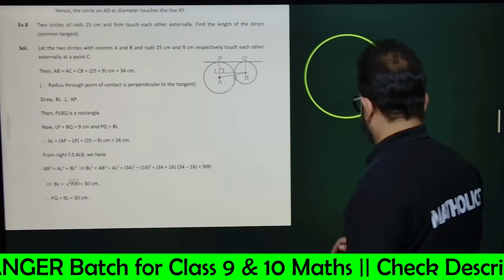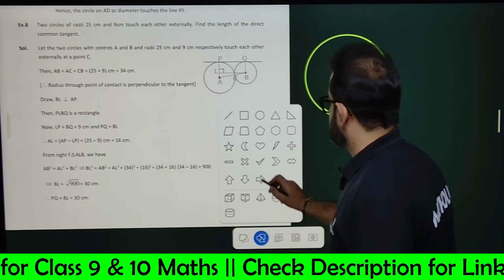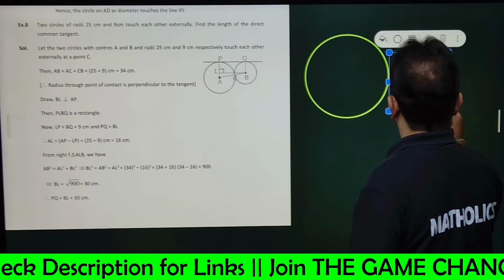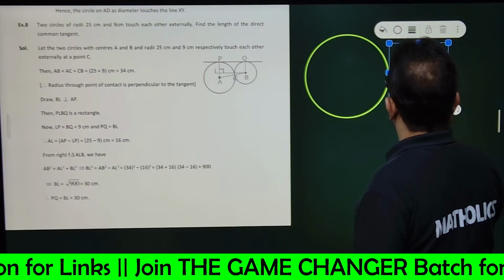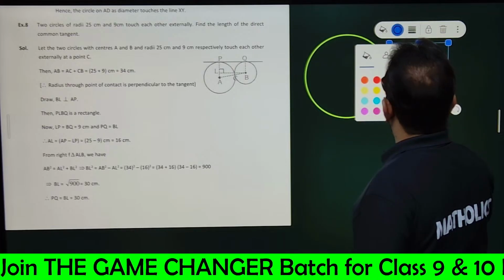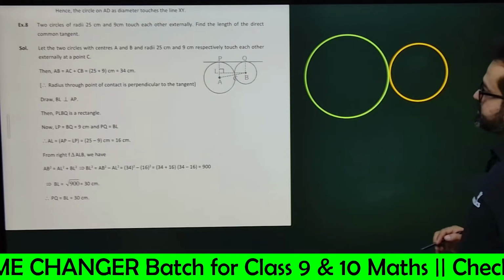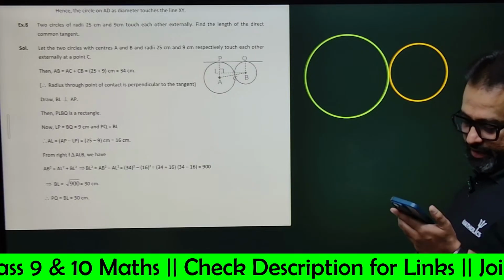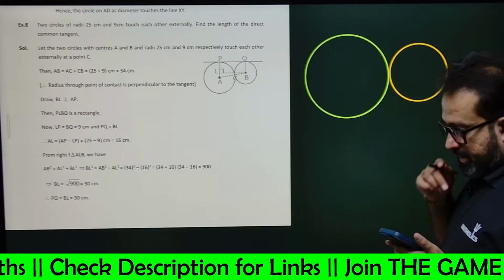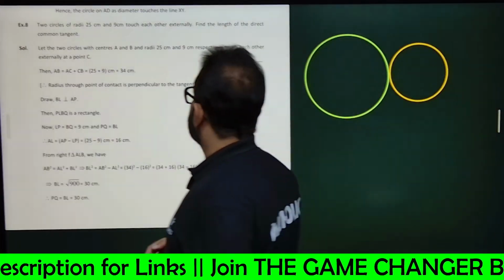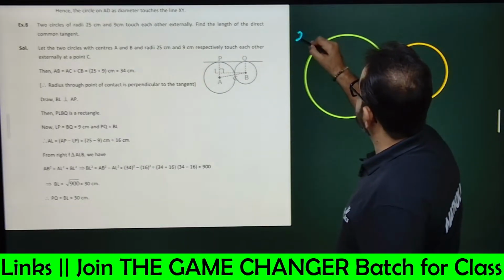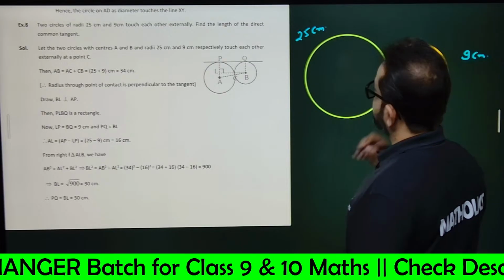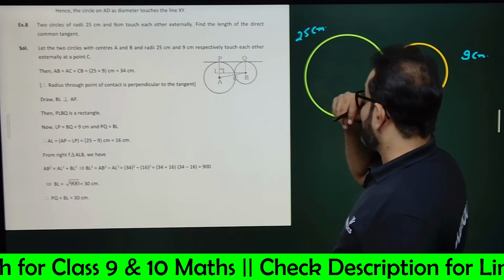One circle is this. And another circle, let's say this is another circle, the smaller one. Okay, this is good. These are two circles. These touch externally, right? Now see, the radius of this one is 25 centimeters. Its radius is 9 centimeters. Now, find the length of the direct common tangent.